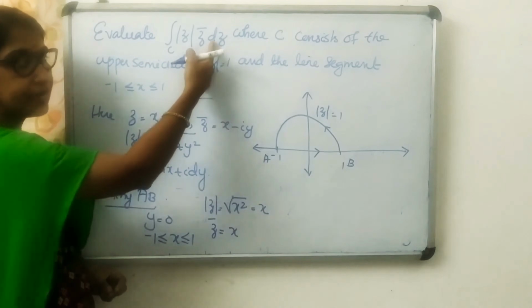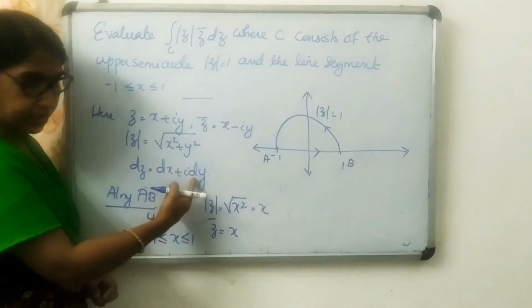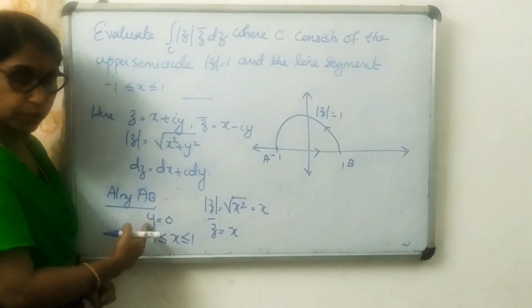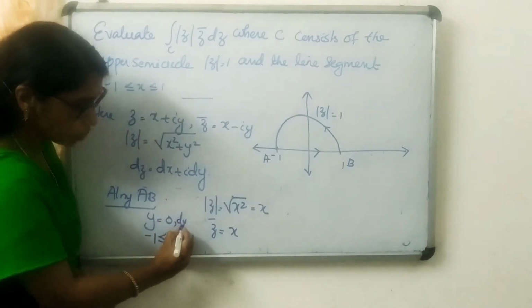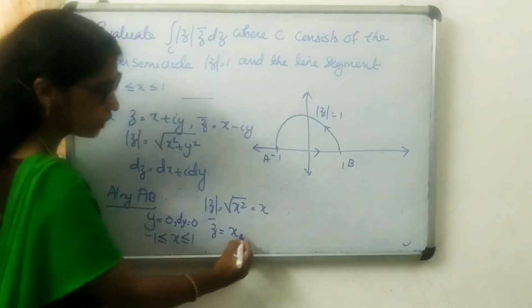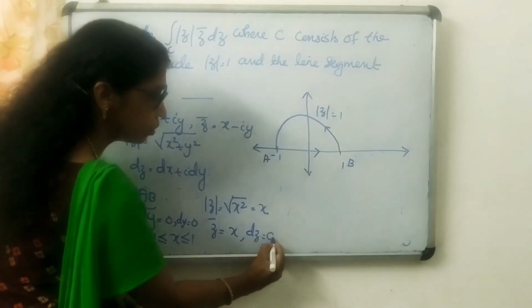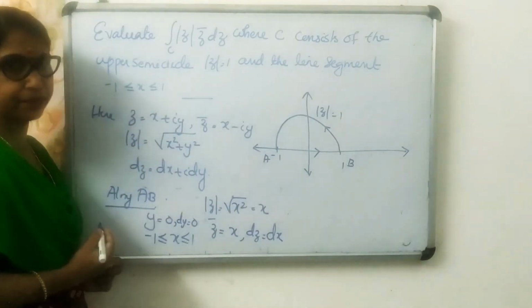And what is dz? Dz equal to dx plus i dy. Here y is equal to 0, so dy is also equal to 0. So we get dz equal to only dx.